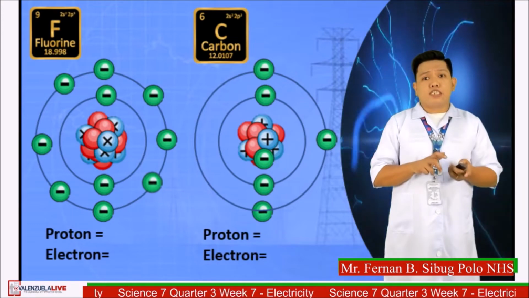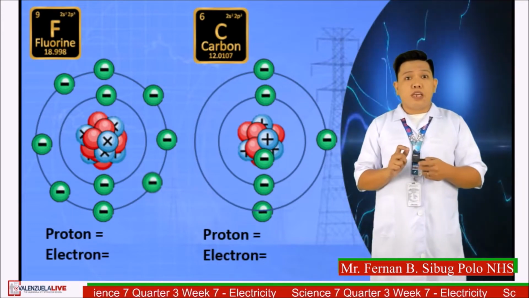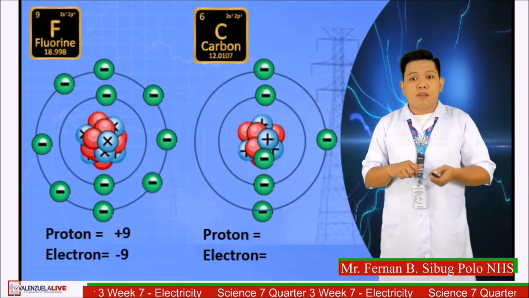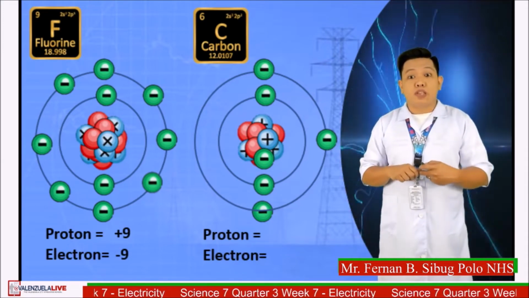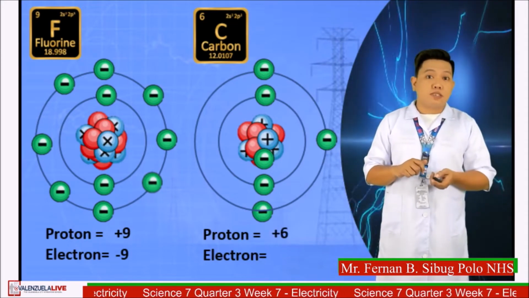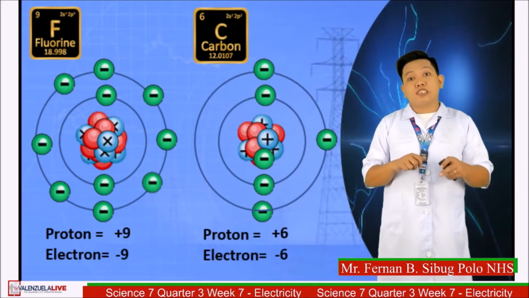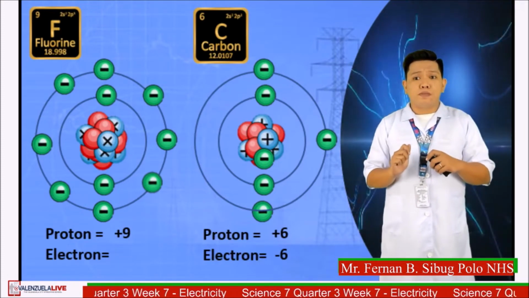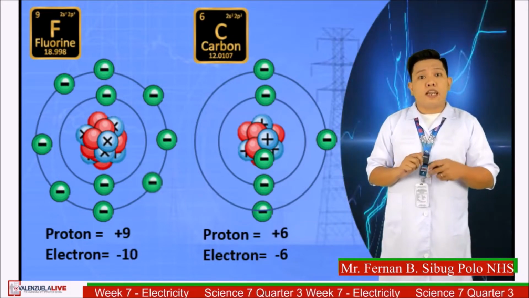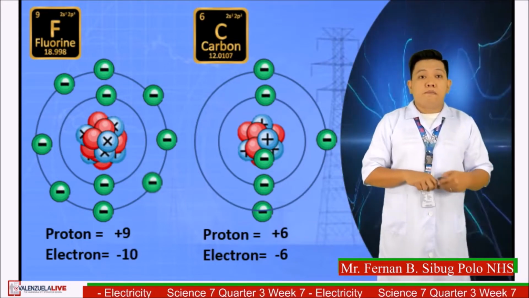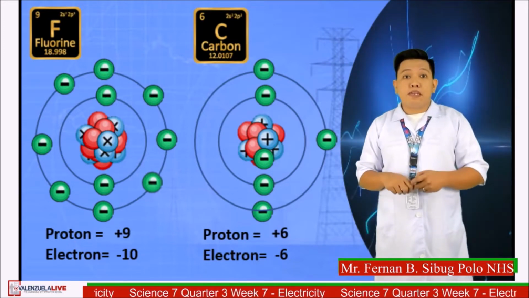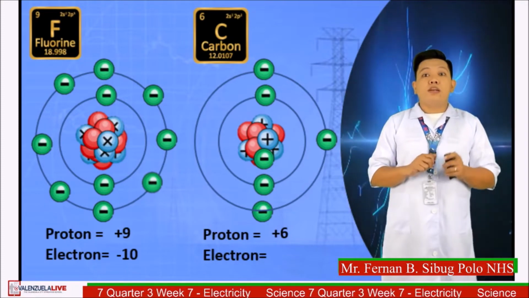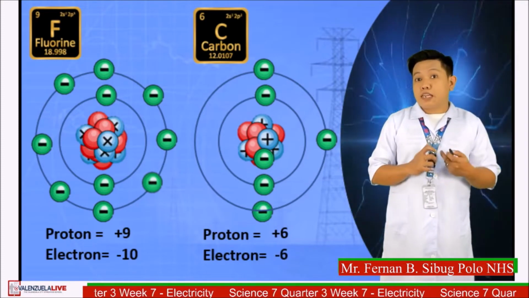Before the charging process, or before the electron transfer, fluorine has 9 protons and 9 electrons, making its charge 0 or neutral. Carbon has 6 protons and 6 electrons, making its charge 0 or neutral also. After an electron is transferred, fluorine now has 10 electrons and 9 protons. Mathematically, positive 9 plus negative 10 would result in negative 1. Therefore, the charge of fluorine will be negative 1.